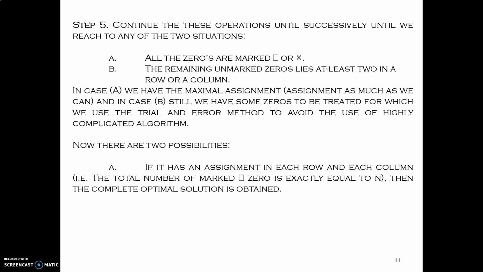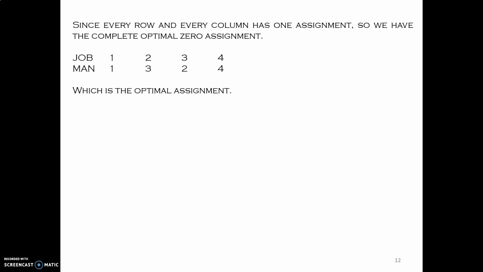Now there are two possibilities. If there is an assignment in each row and each column, that is, the total number of marked zeros is exactly equal to n, then the complete optimal solution is obtained. That means if all the jobs and all the men are occupied, then I'll be getting the optimal solution for that. So the answer will be first.